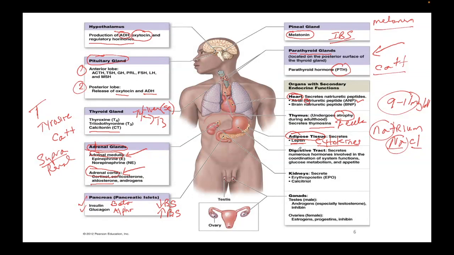The digestive tract also secretes some hormones, especially the duodenum of the small intestine. It produces something called CCK, which stands for cholecystokinin. Cholecystokinin is going to make the gallbladder contract. It's released by the duodenum.